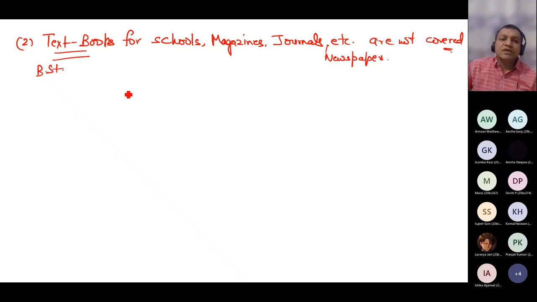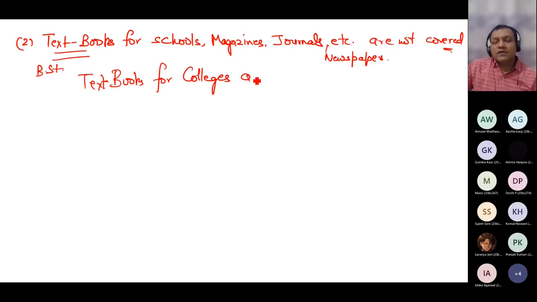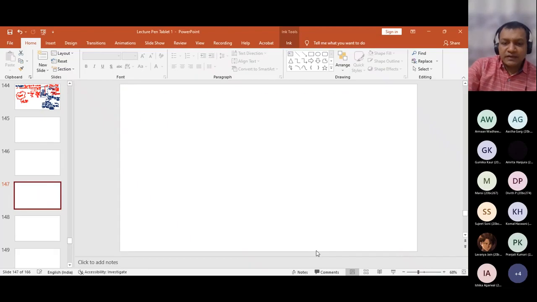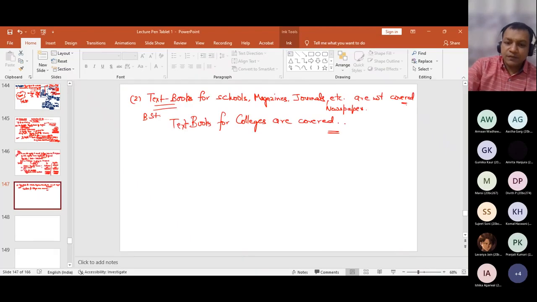Higher education is covered. So textbooks for colleges, higher education are covered under 80QQB, not school books. That's it. This is what 80QQB is. If you have any problem, ask me. Otherwise, if it is understood carefully and clearly, please raise your hands.